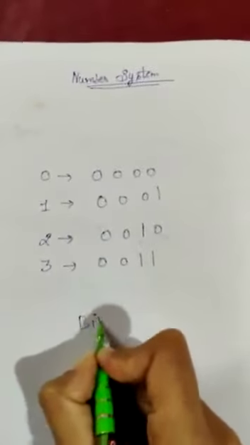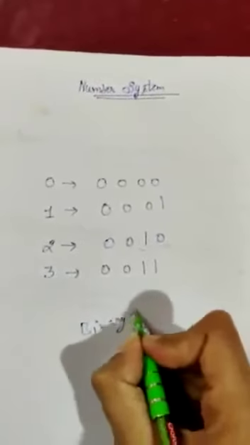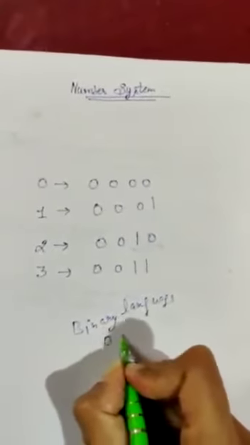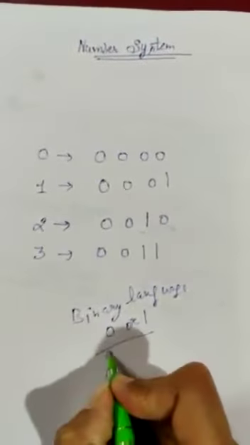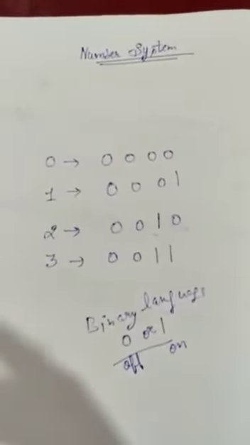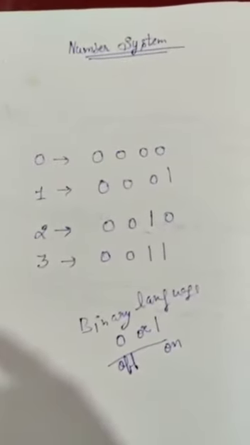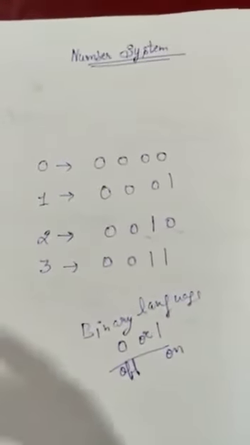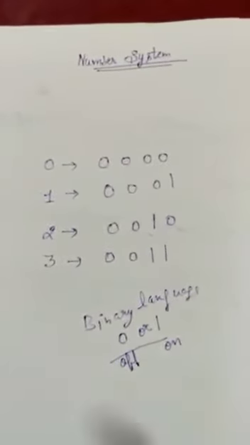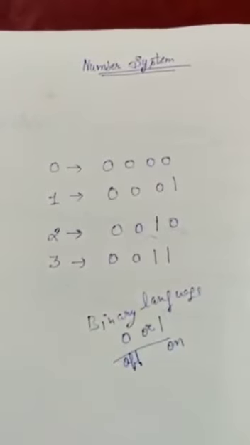And what basically is binary code? Binary language only understands 0 or 1. Either the bit will be off or the bit will be on, right? So whatever we write here, 11, 12, 14, 15, any digit, that digit will be written in the form of 0 and 1. And similarly, the computer system also understands the binary language.